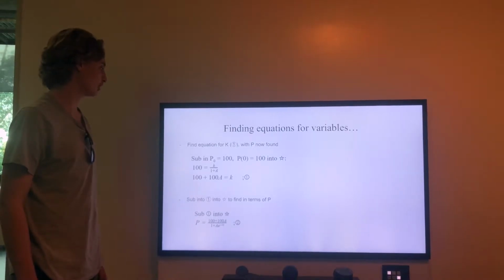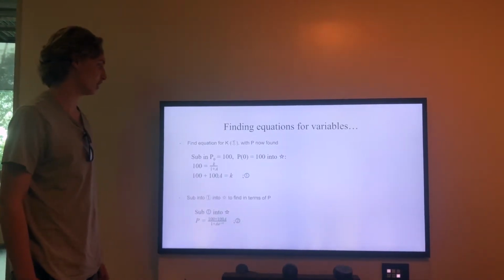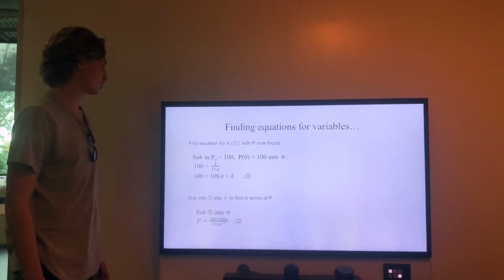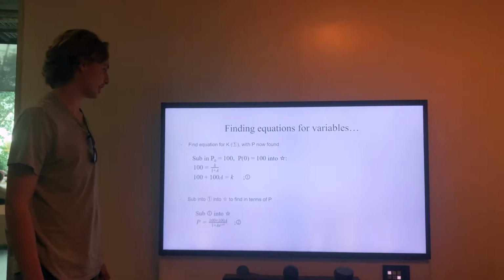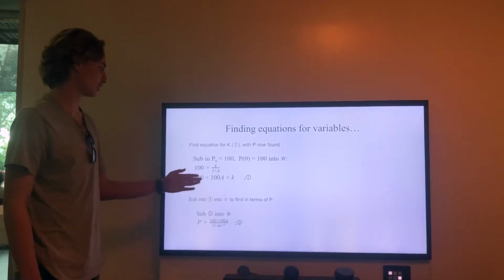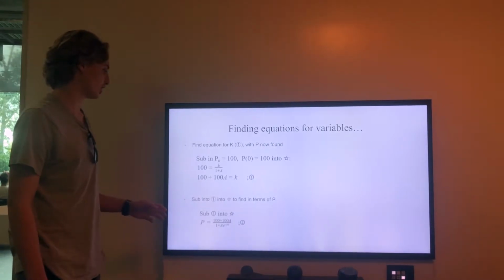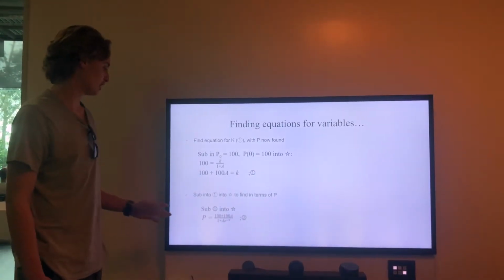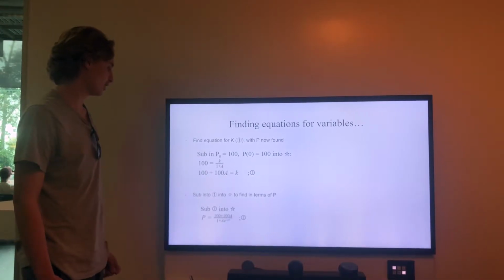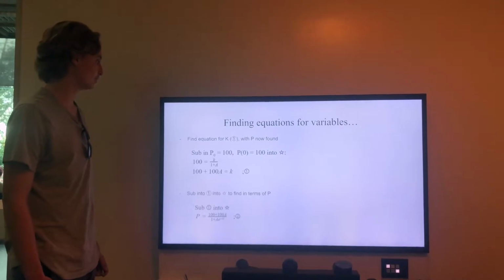We sub p(0) = 100 into equation star, which leaves us with 100 = k/(1 + A). We rearrange the denominator to isolate k, which gives 100 + 100A = k. This is equation 1. We sub equation 1 into star to find p in terms of r, which gives p = (100 + 100A)/(1 + A e^(-rt)), which is equation 2.